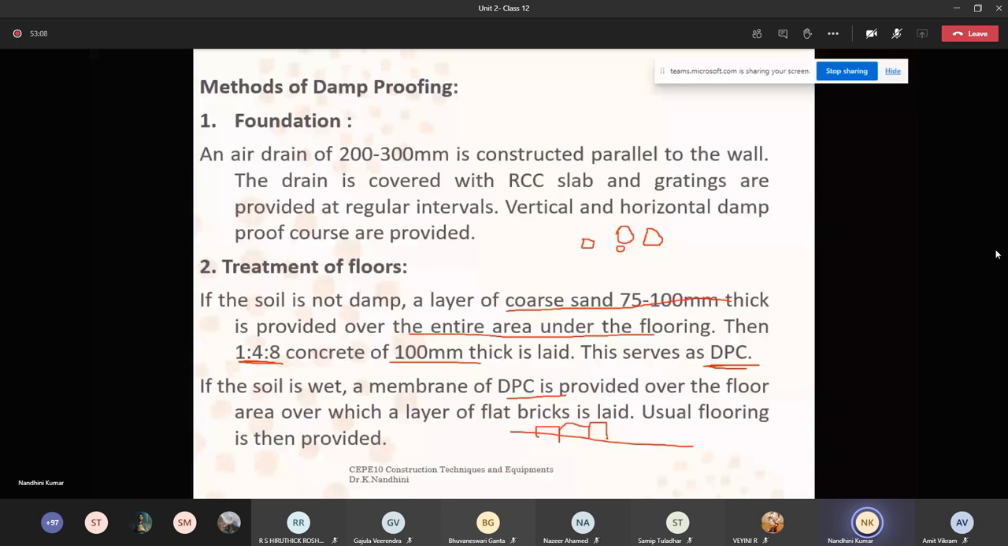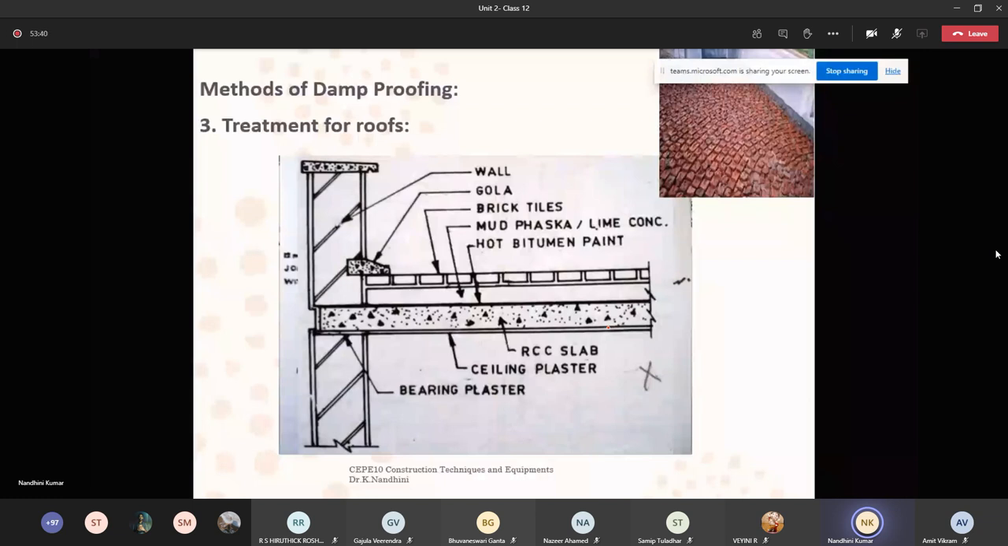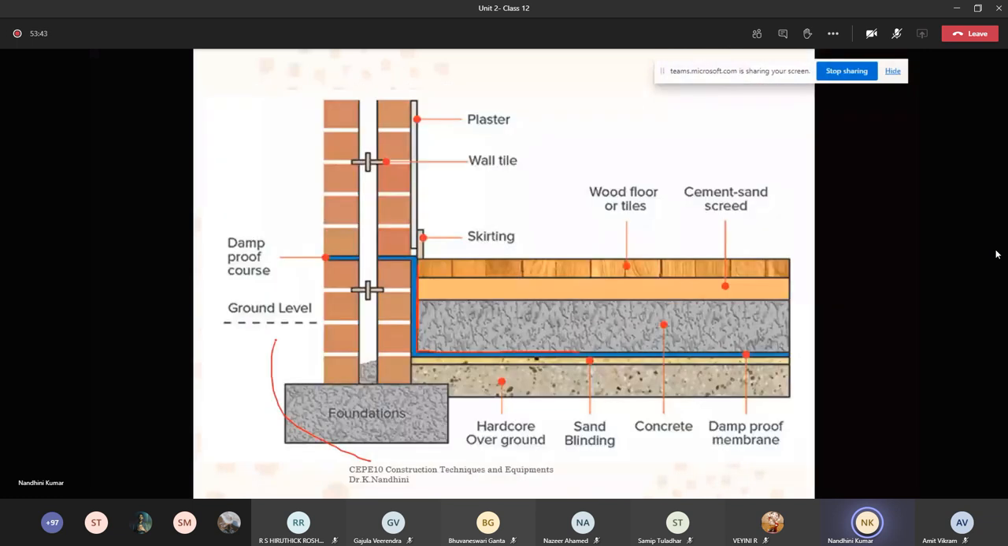This is your first thing. Here, we saw you'll be filling it with soil, compacted, again a sand layer, sand blinding. Over that, this blue color indicates your damp proof course. This blue color is coated along your vertical, and along your horizontal also it is coated. Over that you have your concrete. And how you provide this treatment is along your foundation. Remember, this is along your foundation, you provide it like this.